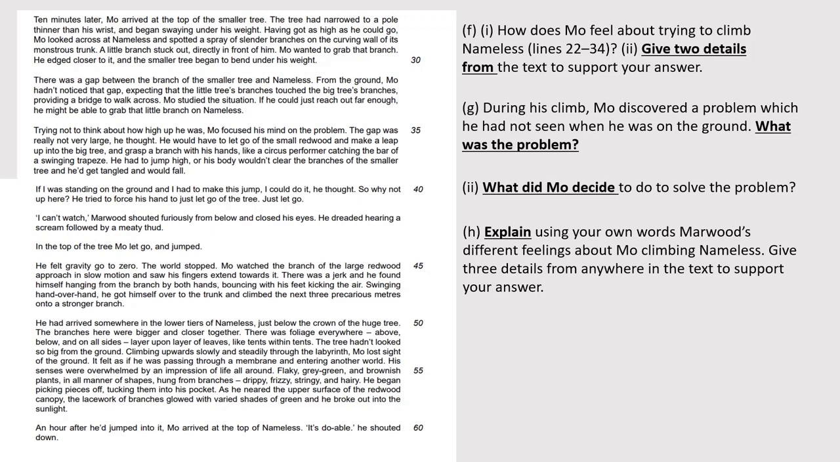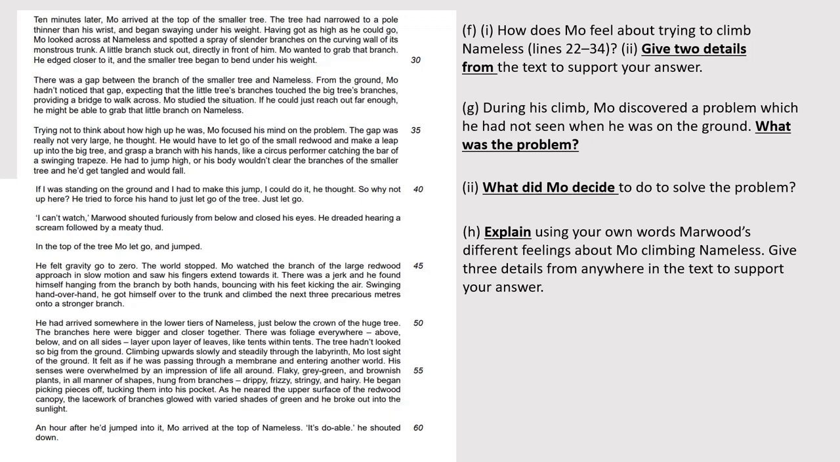Trying not to think about how high up he was, Mo focused his mind on the problem. The gap was really not very large, he thought. He would have to let go of the small redwood and make a leap up into the big tree and grasp a branch with his hands like a circus performer catching the bar of a swinging trapeze. Very risky. He had to jump high or his body wouldn't clear the branches of the smaller tree and he'd get tangled and would fall.